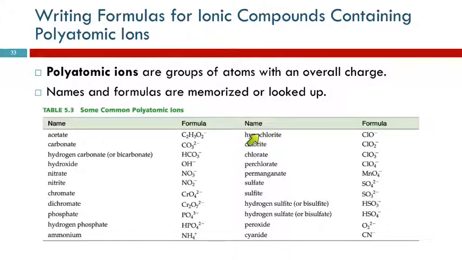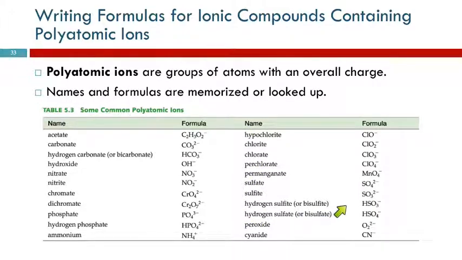And then there are some that seem to fall into kind of a pattern. ClO minus, ClO2 minus, ClO3 minus, ClO4 minus. And their names are kind of similar too. Cl is chlorine, and these all have chlor in their name. I'm going to show you how that pattern works.